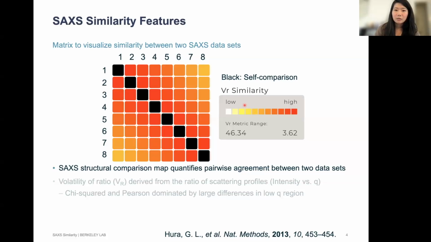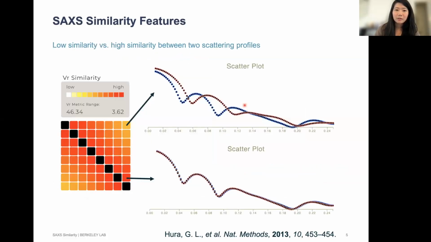And you can actually see this better if you were to click on these cells. It will show you the two scatter plots that it's comparing. And so this yellow one that's not so similar is the top plot. And these are the two scattering profiles, and you can visually tell that these aren't very similar to each other. And then if you were to click on some of the bright red cells, then it would look something like this on the bottom, where there's a nice overlay of the two scatter plots.